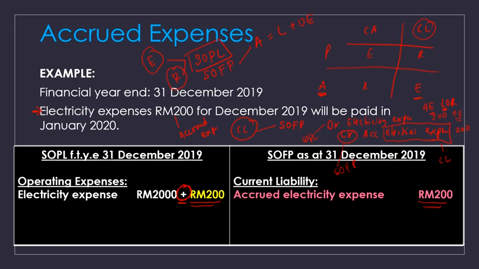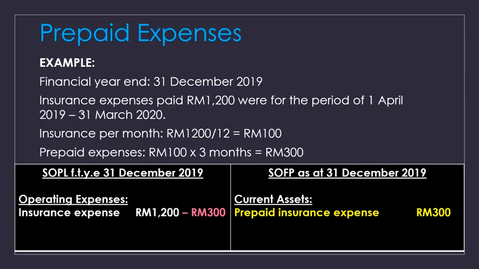Okay. So next kita buat prepaid expenses. Okay. Current asset, current liability, prepaid, accrued, expenses, revenue. Okay. So financial statement, financial year end at 31st December 2019. So insurance expenses paid 1,200 for the period of 1st April 2019 to 31st March 2020.